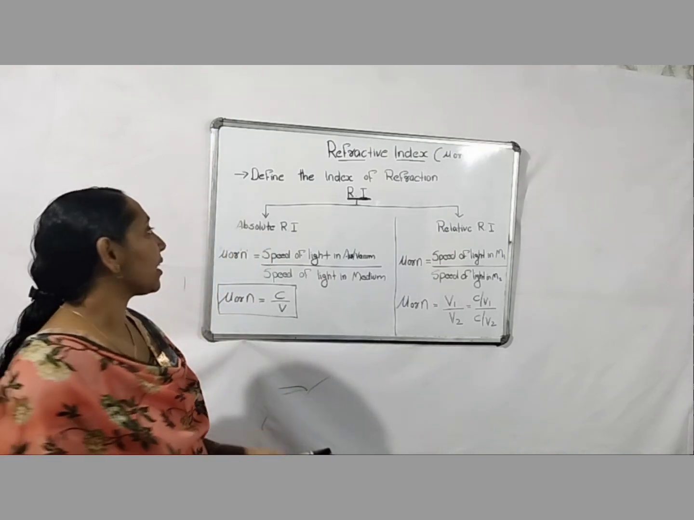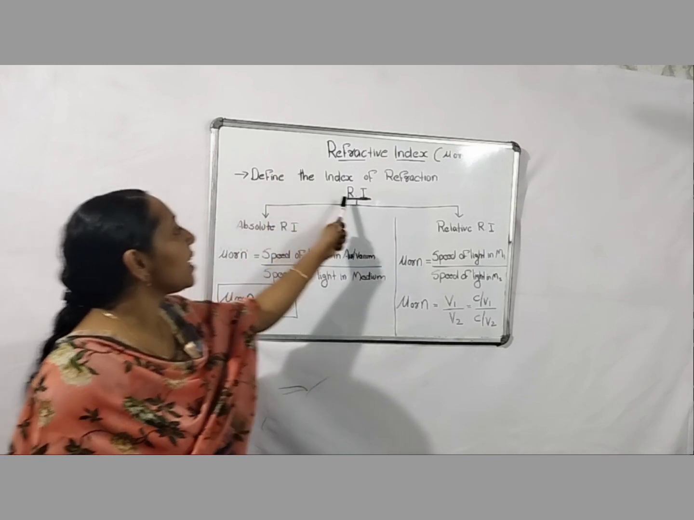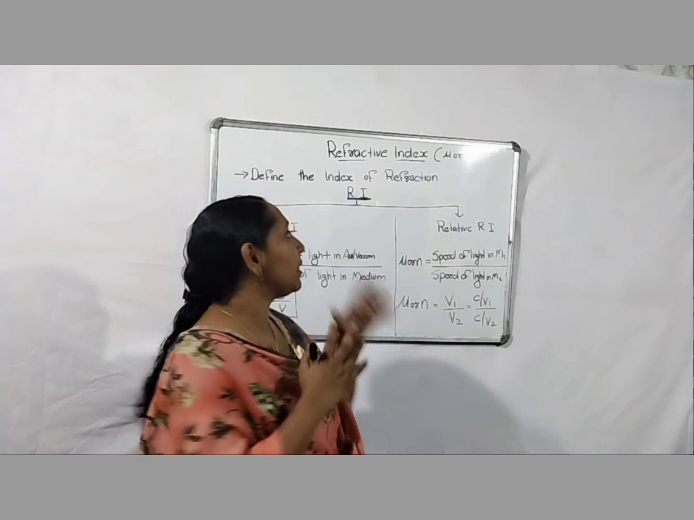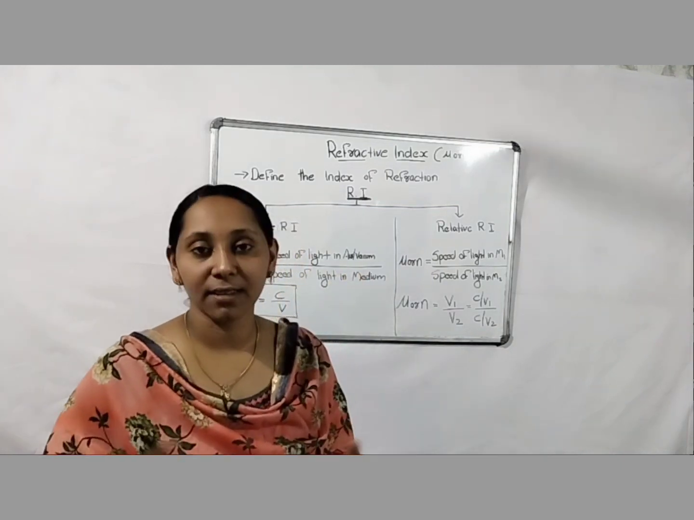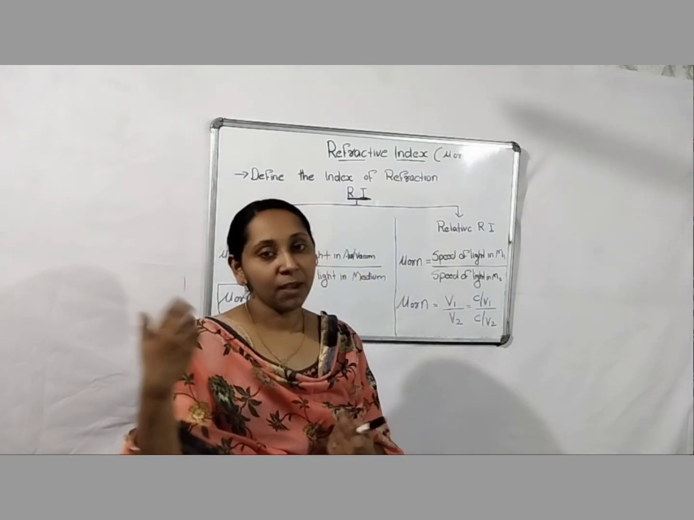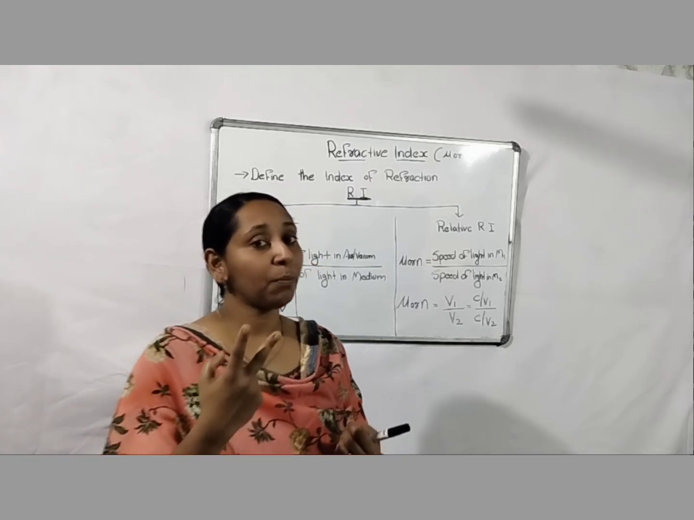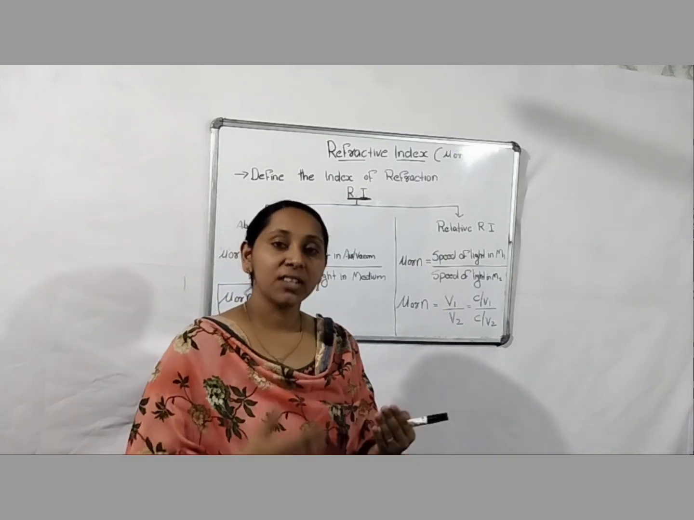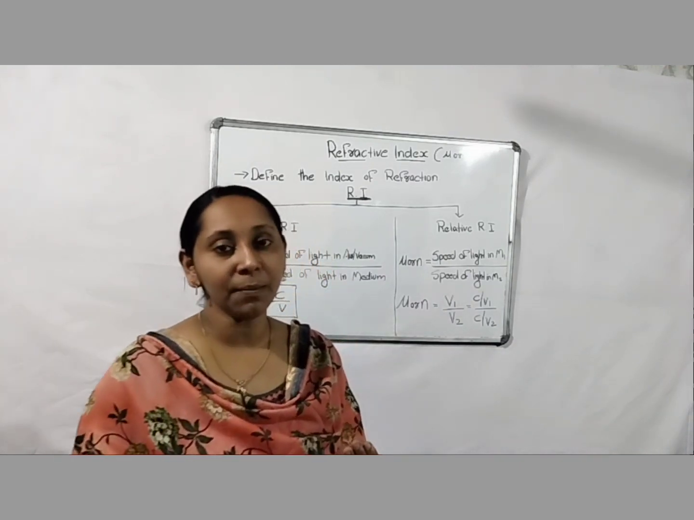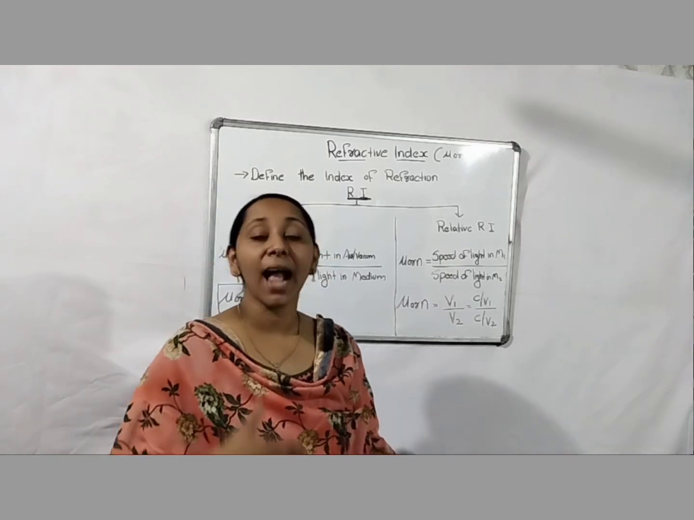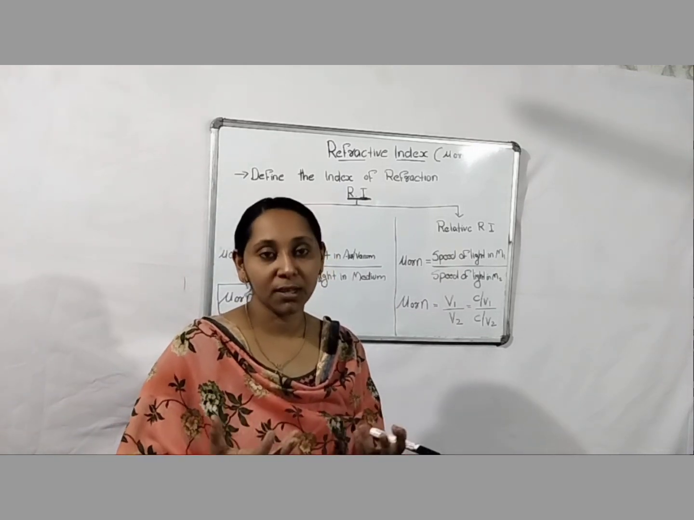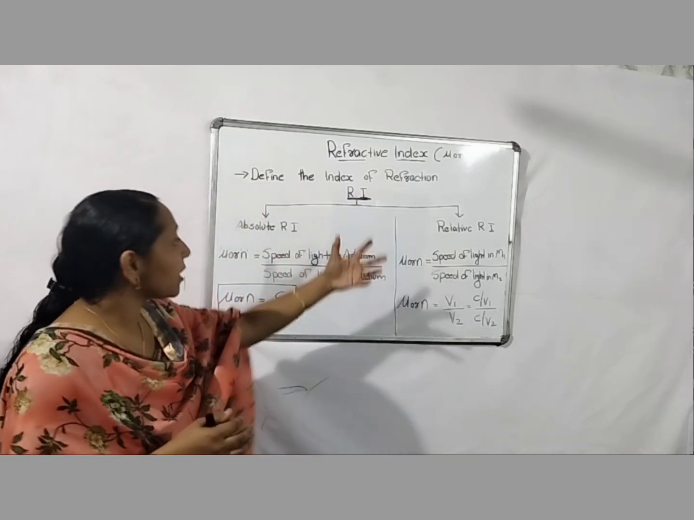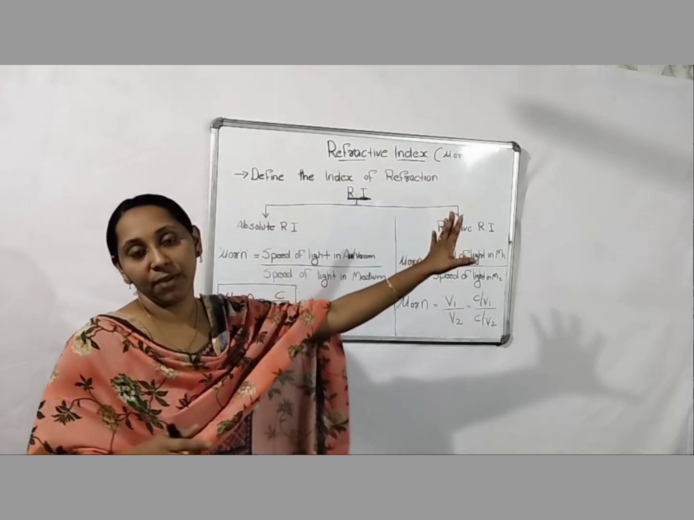What is refractive index? Refractive index defines the index of refraction. So you may have a question, what is refraction? We already discussed that light has two properties, reflection and refraction. So what is refraction? When a light ray travels from one medium to another, the ray of light changes its speed and its direction. That process is called refraction. So refractive index means the index of refraction.